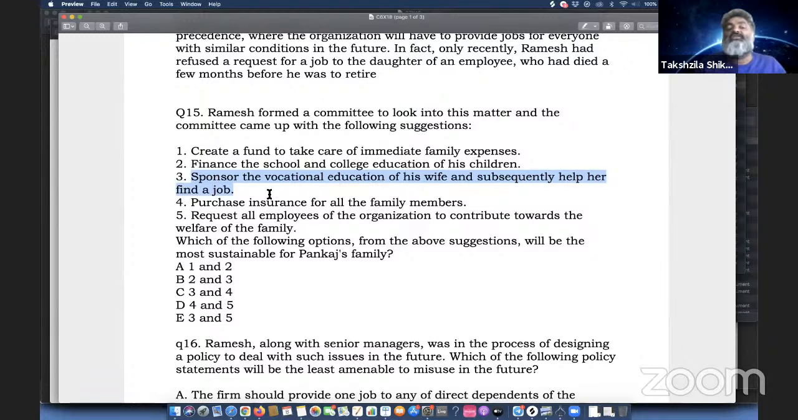Three, sponsor the vocational education of his wife and subsequently help her find a job. Even this is a good solution because long term, right? You make her self-reliant and she'll take care of her own self and her family.